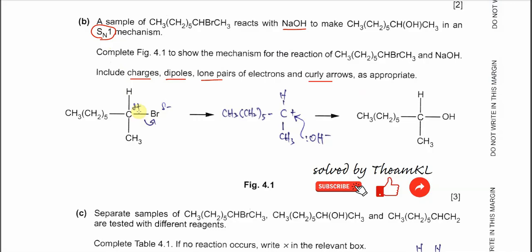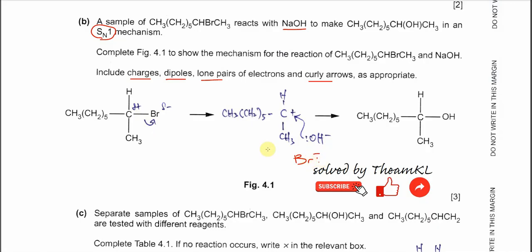The first step is to put the dipoles, because bromine is more electronegative than carbon. So we put the partial negative on the bromine and partial positive on carbon. You need to draw one arrow from this C-Br bond pointing to the bromine. It shows that the pair of electrons is moved to the bromine, and it will form bromide. Bromide is not important here, it's okay.